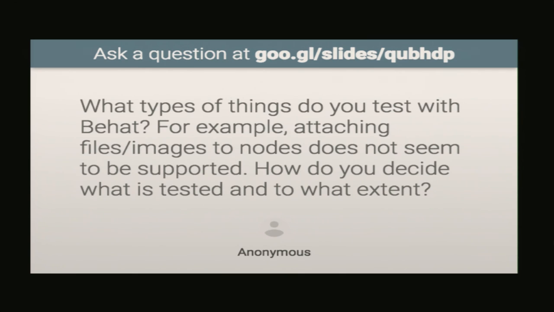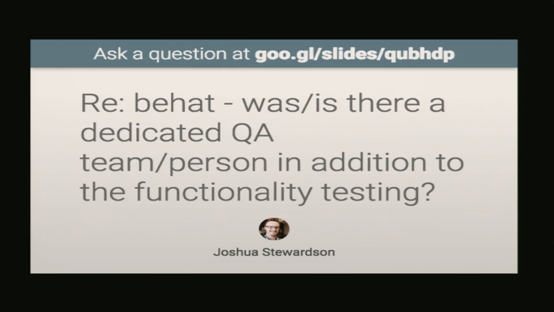Another question was, is there a dedicated QA team or person in addition to the functionality testing? No, there was not, not on this project. Some projects have them, but this one did not. In our particular context, especially early on in the project, we made it part of our definition of done for a site feature that the individual developer, if you add a feature, make a modification, or do a bug fix, needs to write a test around that. I would also add that maybe the clients did a lot of QA too.